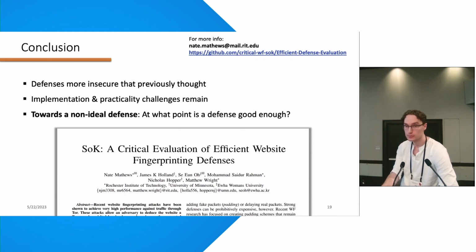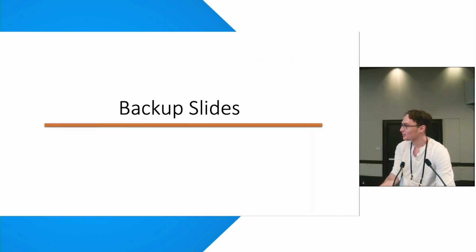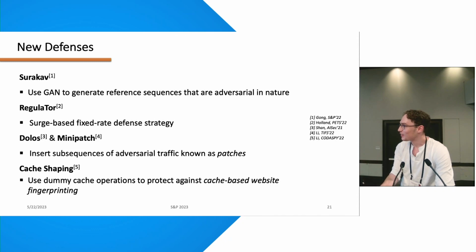So this work, being that Oakland goes through this journal model, was completed a fair bit ago. Have there been other defenses published since the work was completed? Yes, there has indeed. There have been a number of defenses. We've picked out 5 of them to take a look at from 2021 to 2022.